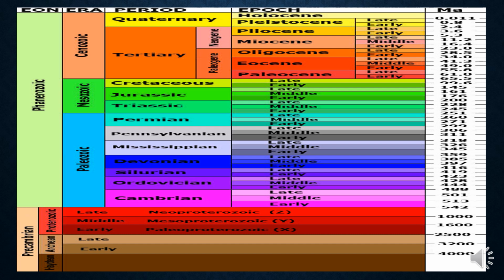And we see that from the Paleozoic to the Mesozoic, we find this type of fern. Actually, this type of fern starts during the Carboniferous period until the Jurassic period. So from Carboniferous to the Jurassic period, this can be found.